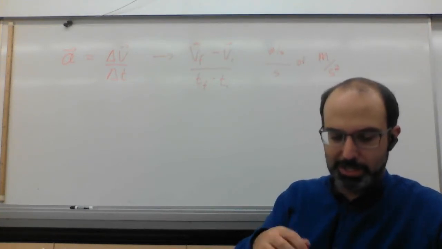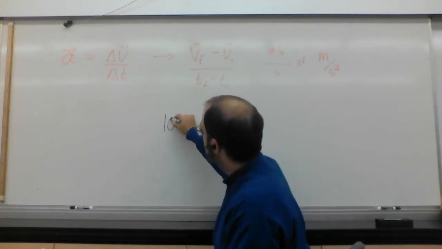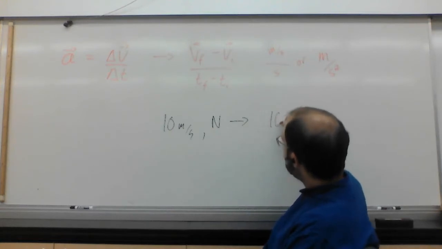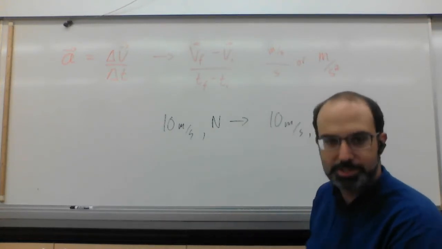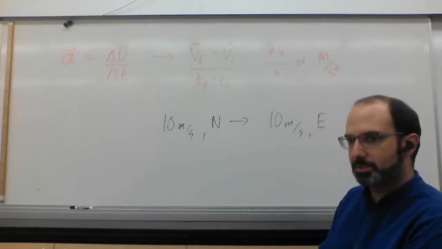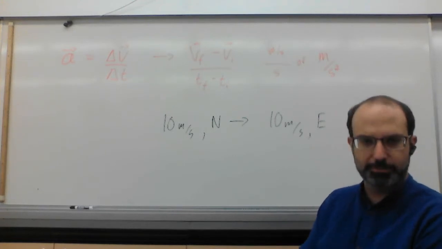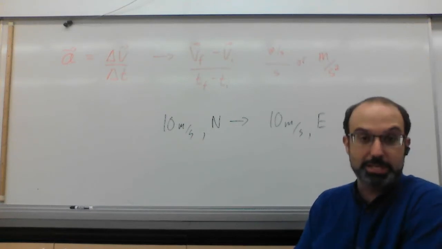The example that it gives, which is a really straightforward one, is that 10 meters per second north becoming 10 meters per second east is a change in the velocity. Even though the tens are the same, the norths and the easts are different. So that counts as an acceleration. Okay, so that one's the easy one.